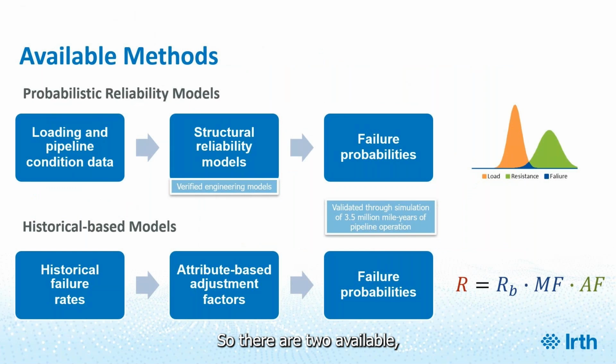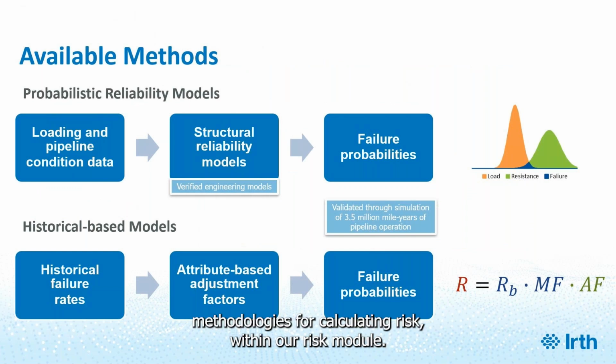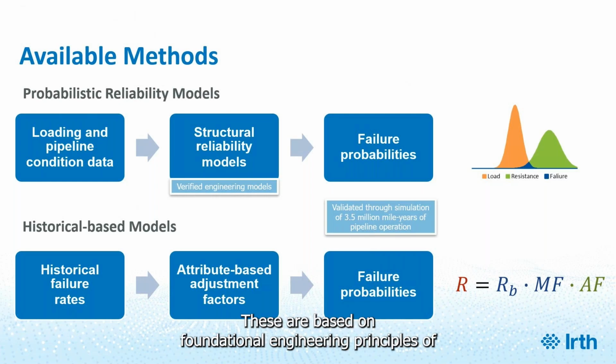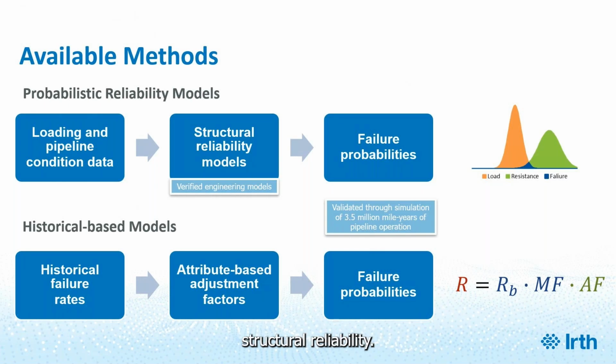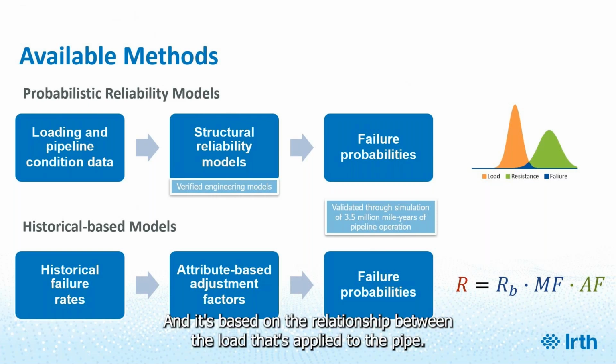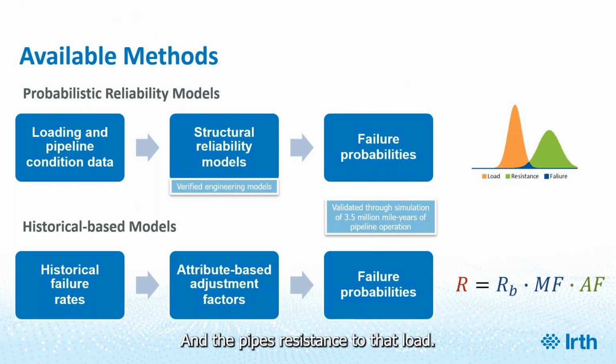So there are 2 available methodologies for calculating risk within our risk module. The first one is probabilistic or structural reliability-based models. These are based on foundational engineering principles of structural reliability. These are typically applied to the time-dependent threats such as corrosion and cracking, and it's based on the relationship between the load that's applied to the pipe and the pipe's resistance to that load.